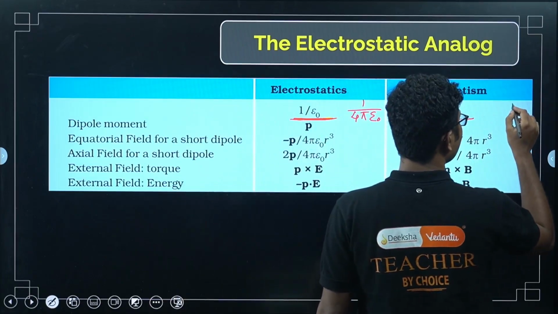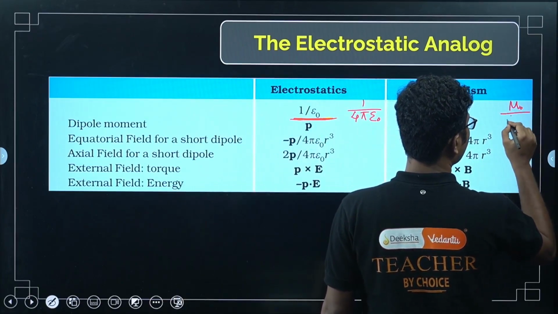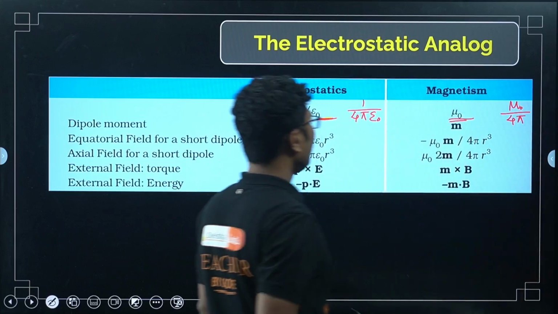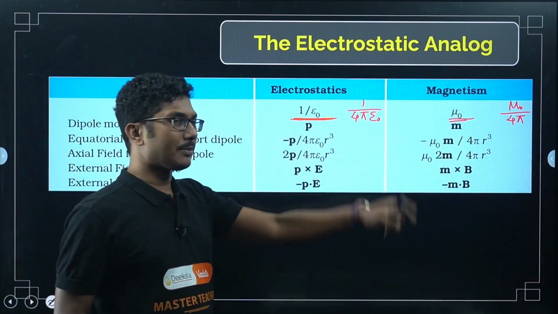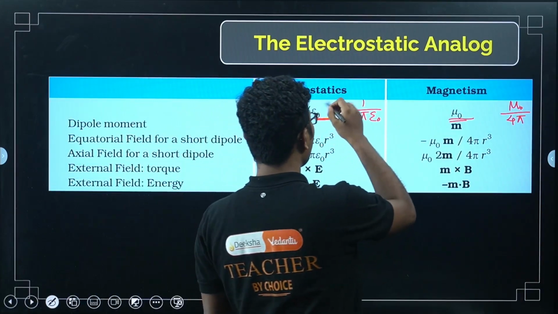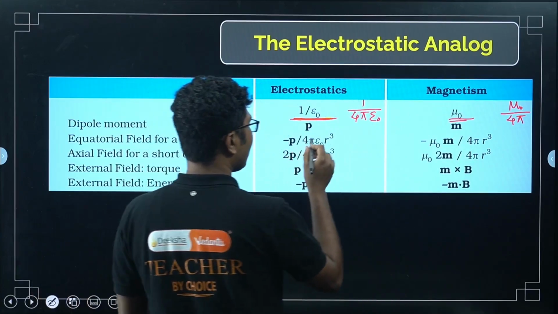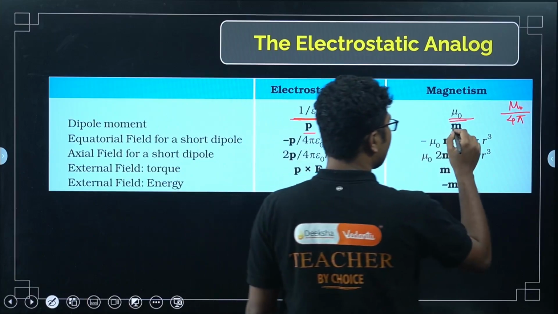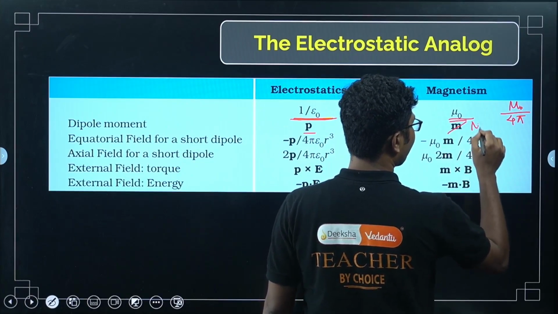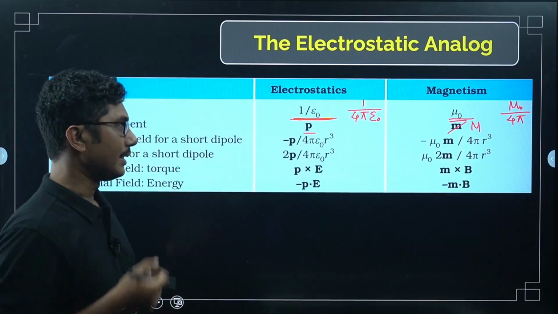In this case it is mu naught by 4 pi, right? So 4 pi was in the denominator in both of them, so we are only saying 1 by epsilon naught, and here it is mu naught. Okay, dipole moment was small p, here it is capital M. Don't use small m. Small m is generally used for magnetic moment.